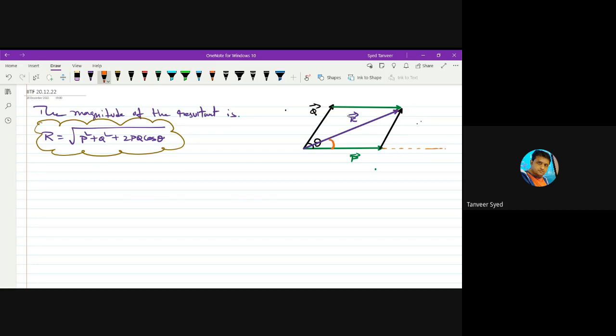Let us say this is alpha, angle alpha. Try to understand the difference between theta and alpha. Theta is the angle between P and Q. Alpha is the angle between P and R. They are different. So now we can express the direction of the resultant R with the help of this angle alpha. How?